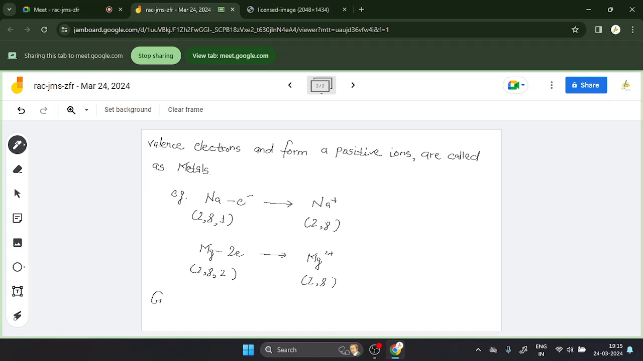Now, remember one thing. I am making you write certain important points first. Greater is the tendency to lose electrons, the better a metal is, and the stronger is the reducing agent. So greater is the tendency to lose electrons, greater is the reducing agent. Or we can say stronger is the reducing agent. Greater means stronger. Clear?